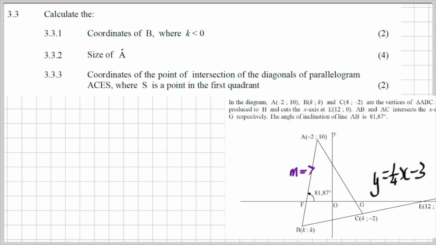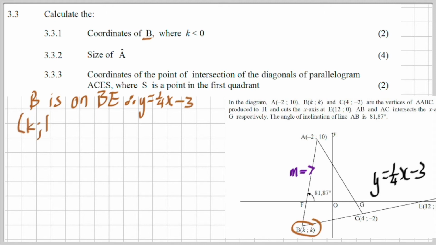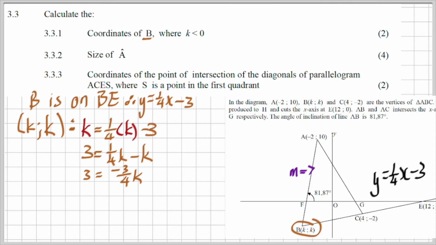What did we just get in 3.2? Well, I've got the line of BE. So all I'm going to do is, I'm going to say, well, if B is on BE, I'm going to make the X value K and the Y value K. And I'm going to solve for K. So, getting K alone on one side, I've got times by 4 over 3, times by 4 over 3. K is -4.